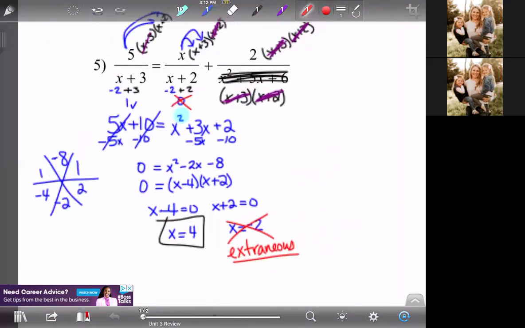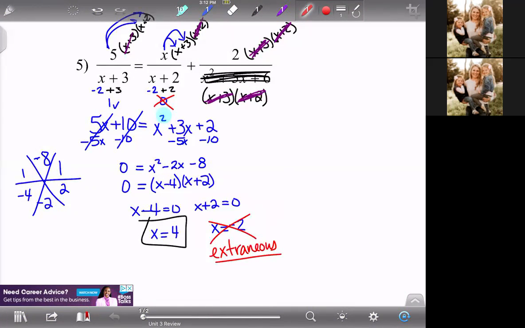So x equals -2 is not a solution. Doesn't mean we did anything wrong in the problem. It just means that's an extra answer that doesn't work in this sense.